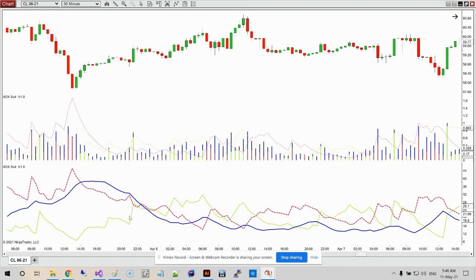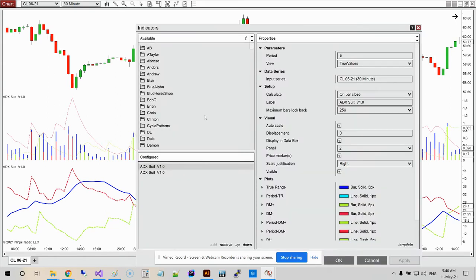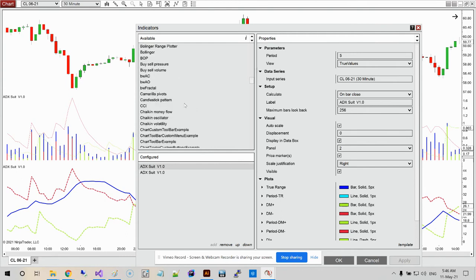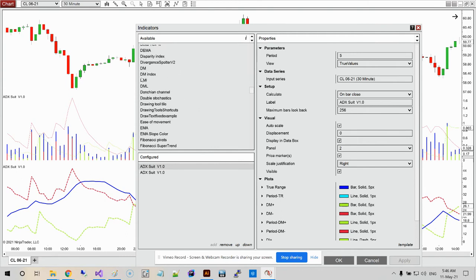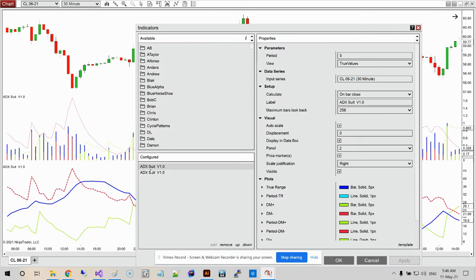And we all know this, which is very similar to what NinjaTrader has as the DM indicator, and it actually produces the same values. But I have not really seen this, which is also a part: we can switch the view of the ADX Suite to true values or to index values.